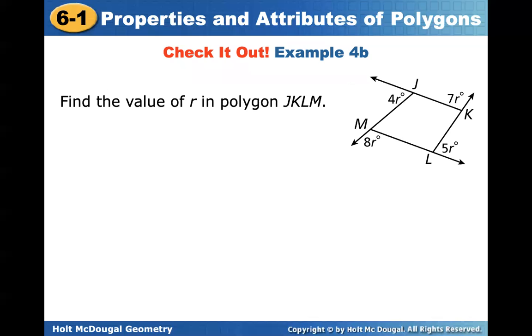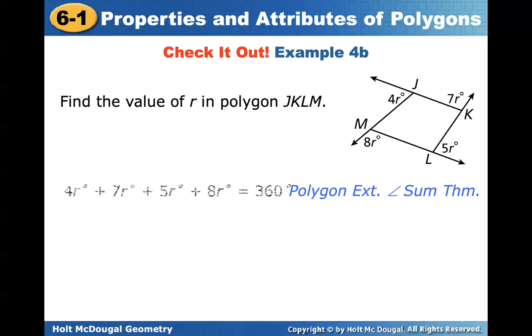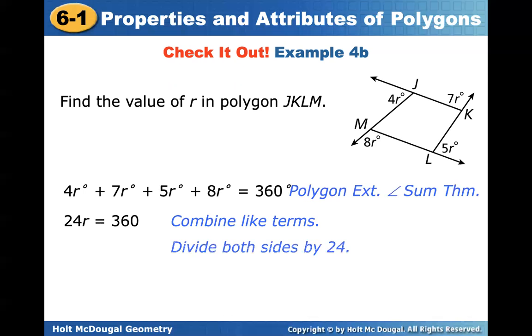And the next one, find the value of R in this polygon. We know that these exterior angles should add up to 360. So we add those four together and set them equal to 360. We get 24R equals 360. Divide by 24 on both sides, and R is equal to 15. Then we could substitute that in and find the exterior angles if we wanted or needed to. Okay. Questions there?